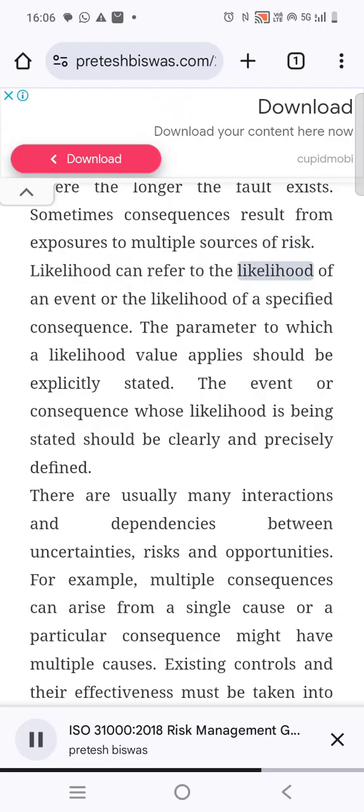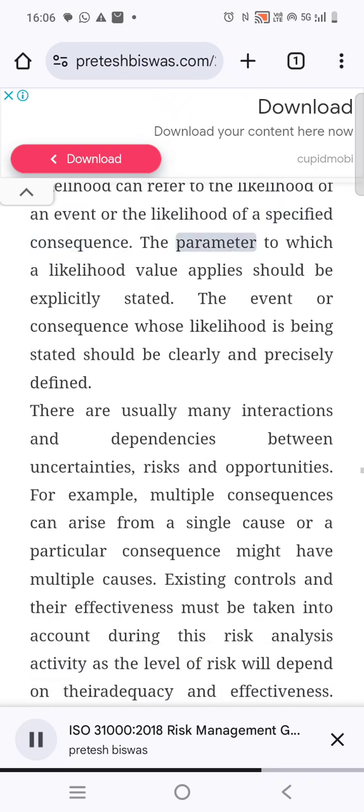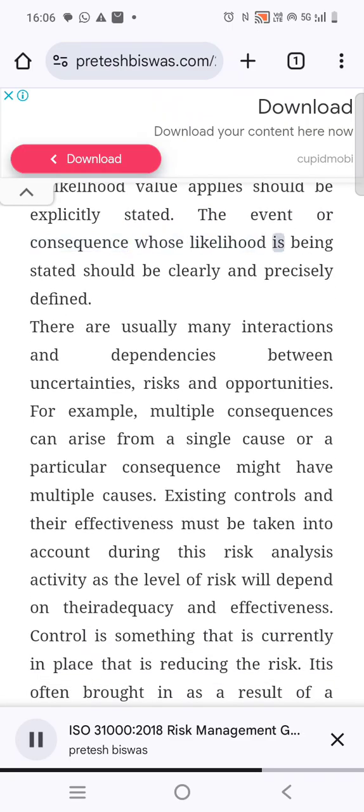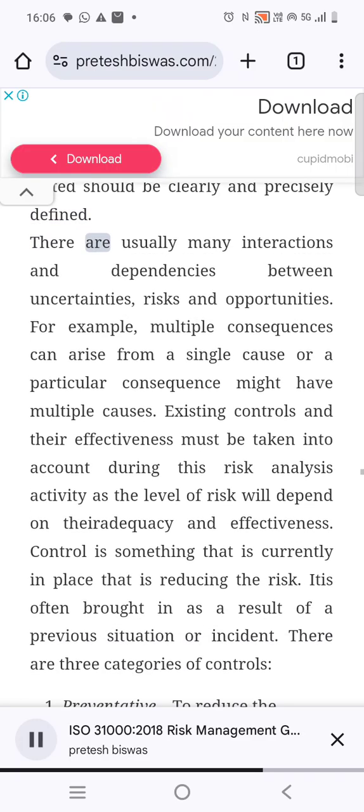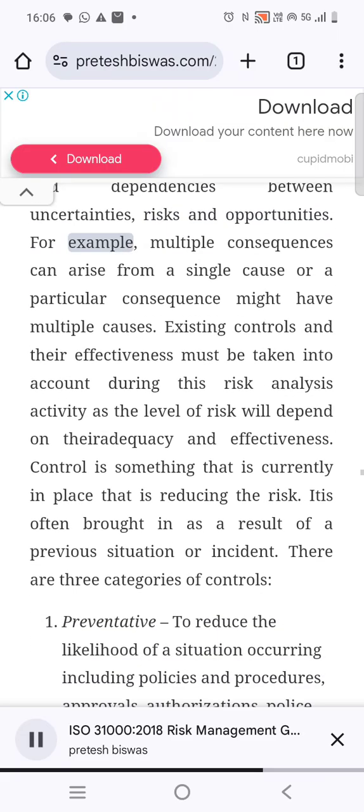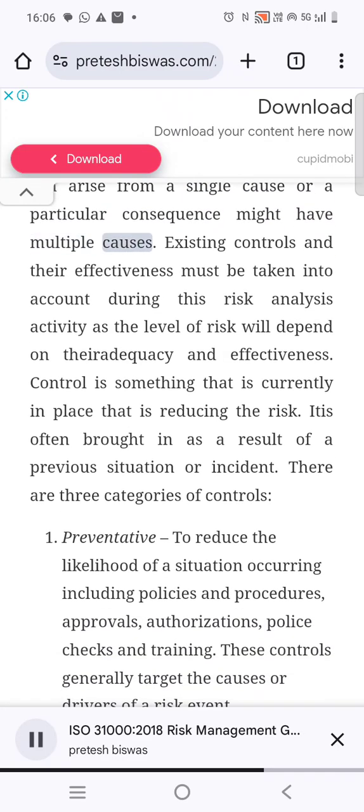Likelihood can refer to the likelihood of an event or the likelihood of a specified consequence. The parameter to which a likelihood value applies should be explicitly stated. The event or consequence whose likelihood is being stated should be clearly and precisely defined. There are usually many interactions and dependencies between uncertainties, risks, and opportunities. For example, multiple consequences can arise from a single cause, or a particular consequence might have multiple causes.